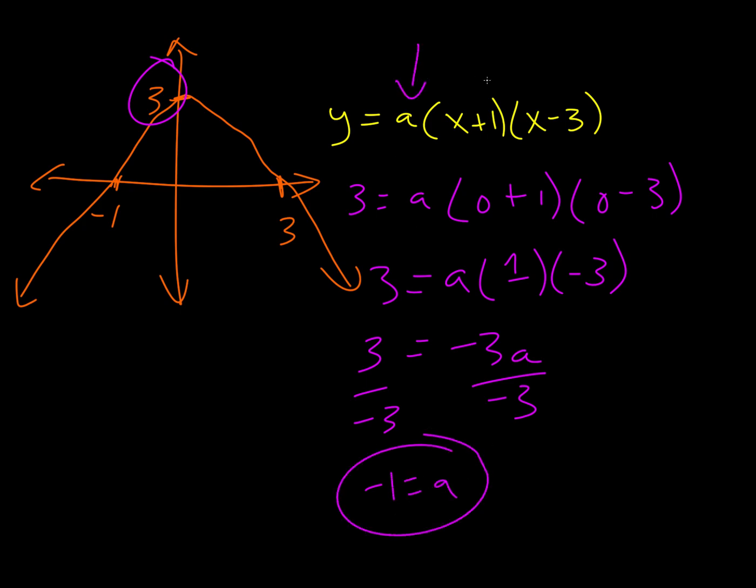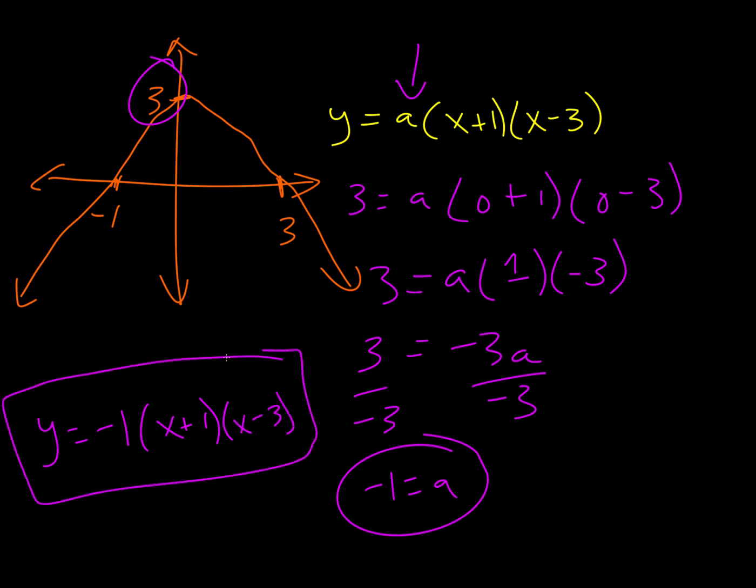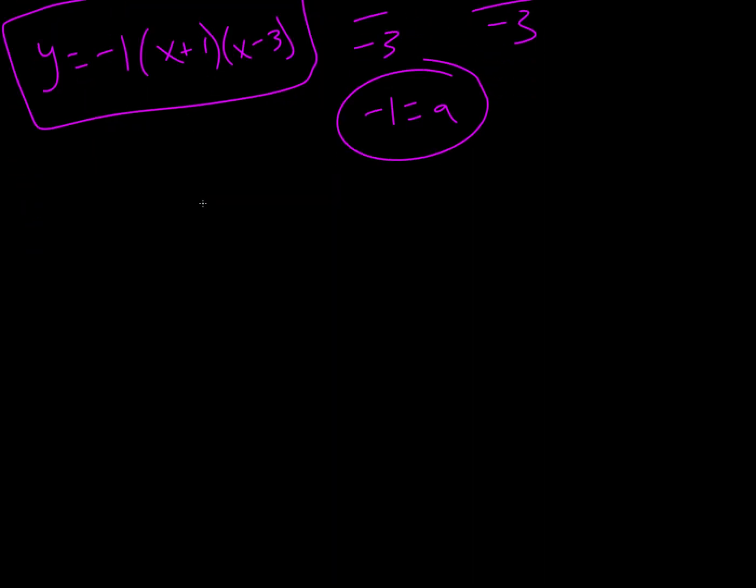Come back up here, and we can write our final answer as y equals -1, x plus 1, x minus 3, and that is the equation of this orange graph. Okay, let's try another one that's like that.